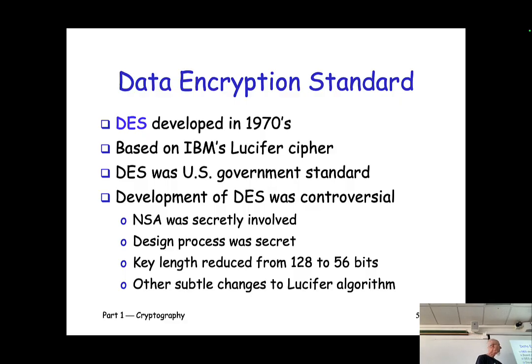What happened was they took this Lucifer algorithm and they made changes to it. It was clearly the best algorithm that was submitted, but they made some subtle changes and some not so subtle changes to the algorithm. All people saw on the outside was the Lucifer algorithm that came in to NBS and the DES algorithm that came out, and they were different. And so, of course, people are going to ask, why are they different? And the NBS says, well, we can't say. It's secret. And people didn't like that, right?